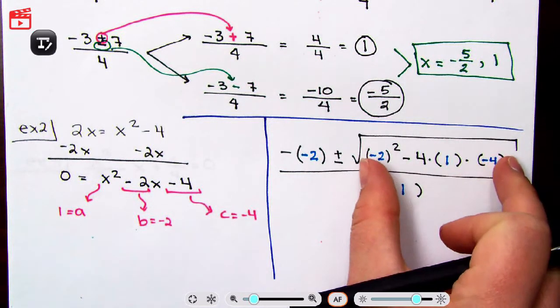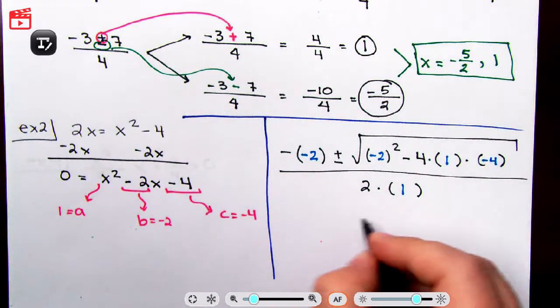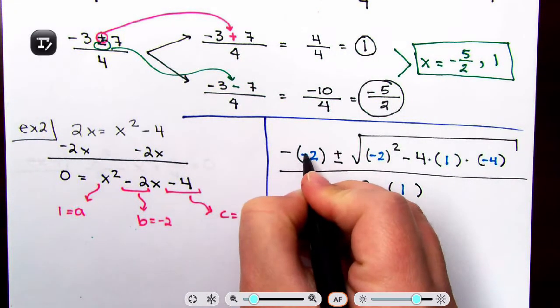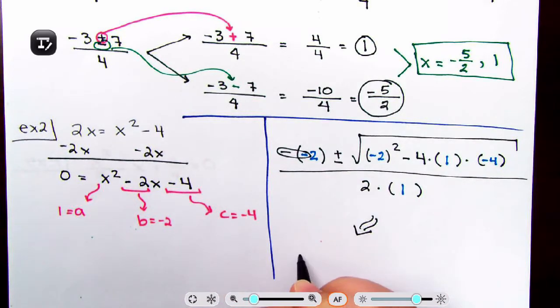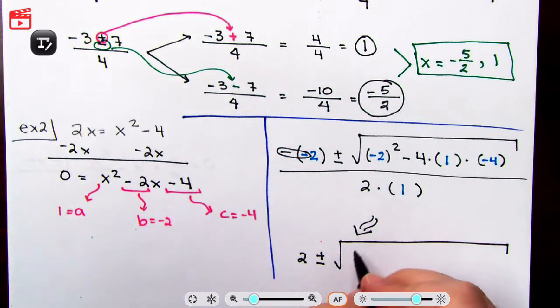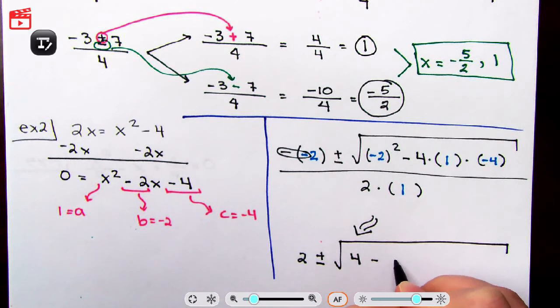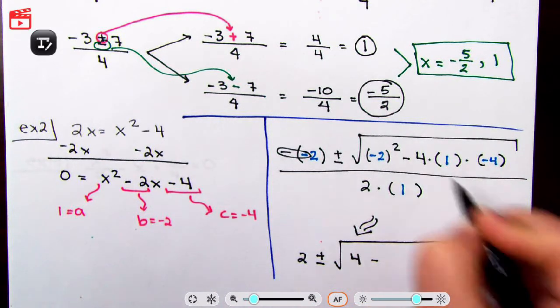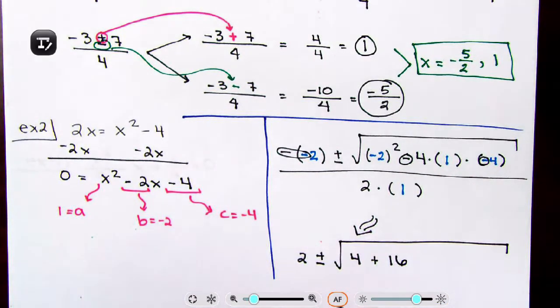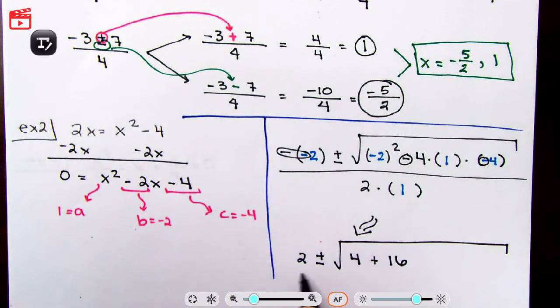I'm going to take this here and do that first. I'm going to draw a little arrow so we can follow along. Two negatives, you can simplify this. Two negatives make a positive. So I have 2 plus or minus the square root of negative 2 times negative 2, which is a positive 4, minus 4 times 1 is 4, 4 times 4 is 16. I have 2 negatives being multiplied, so I'm going to be adding. I'm going to be dividing by 2 times 1, which is 2.